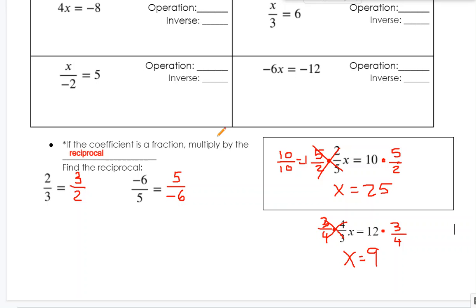Okay, so that's how you solve a one-step equation. You're always looking for the inverse operation. Basically, what you're trying to do is figure out what is happening to our variable, and you want to do the opposite of that so you can figure out what your variable equals.